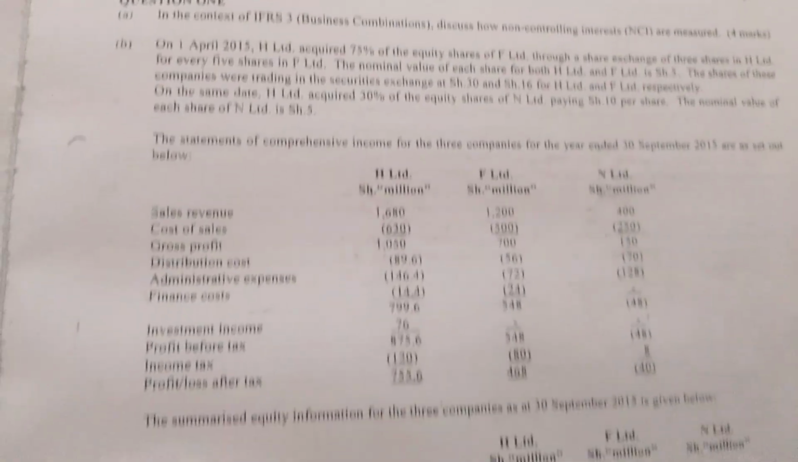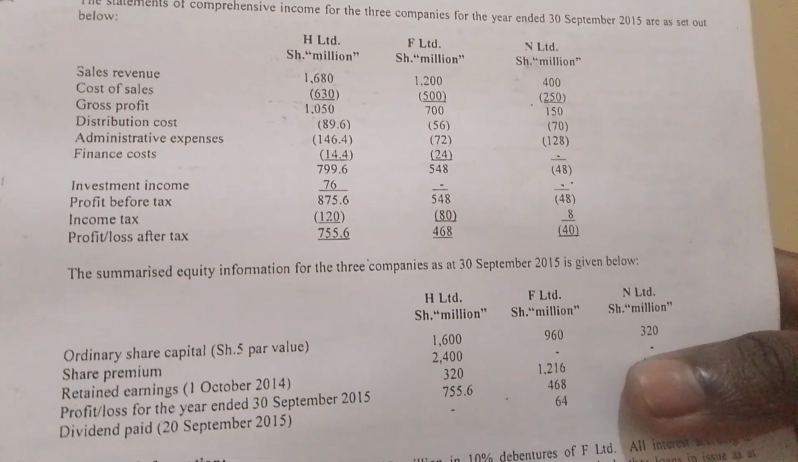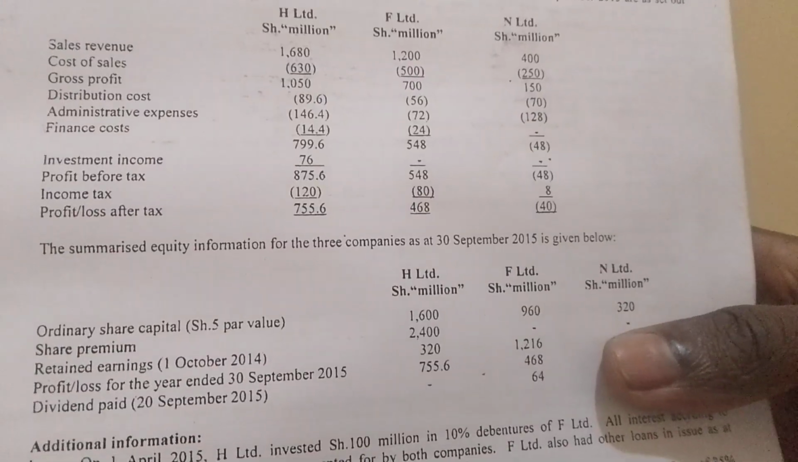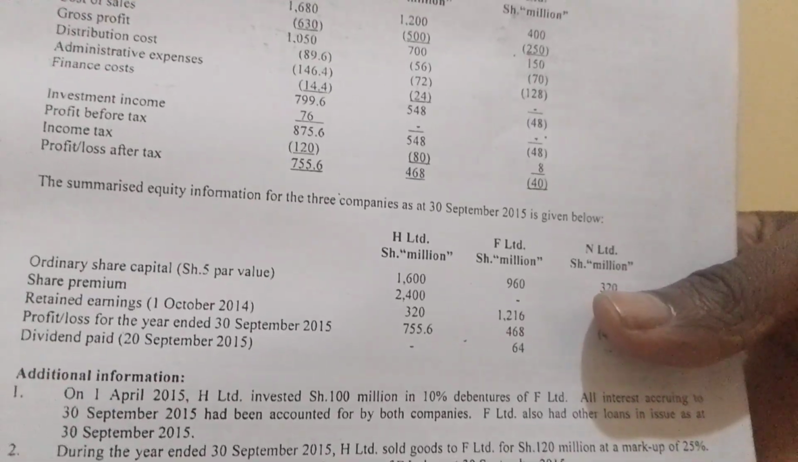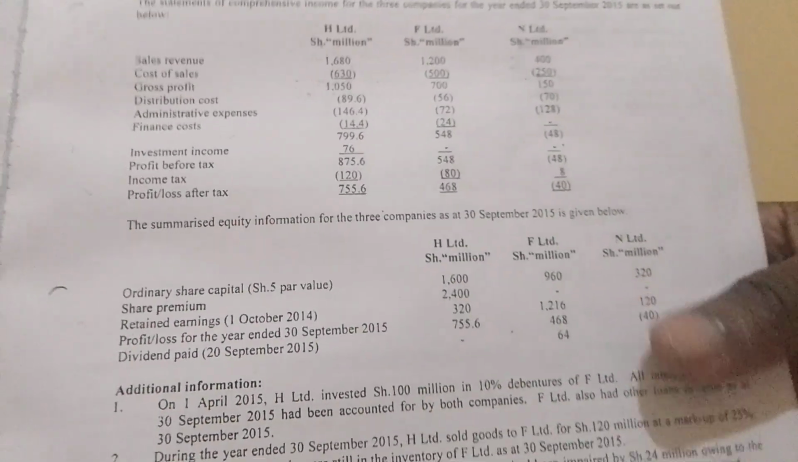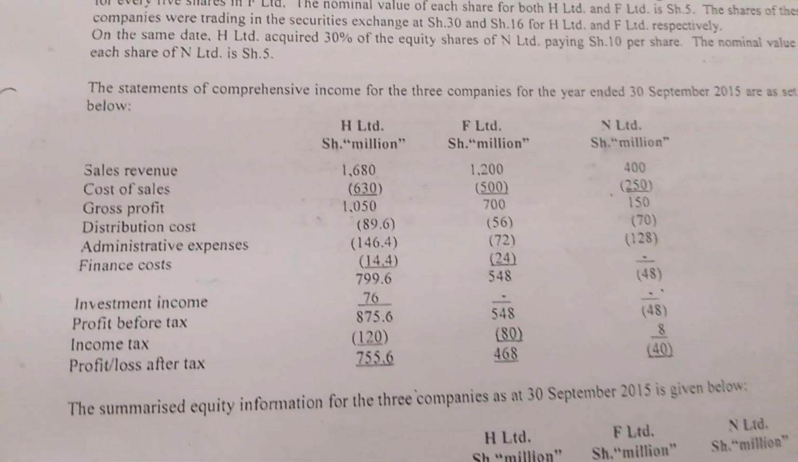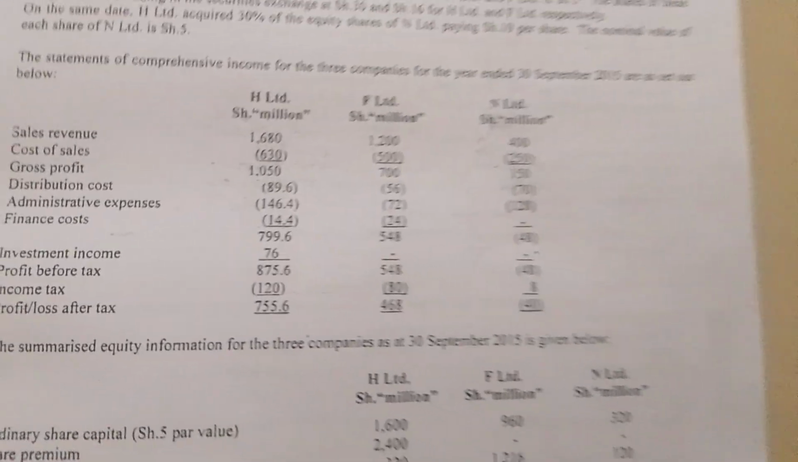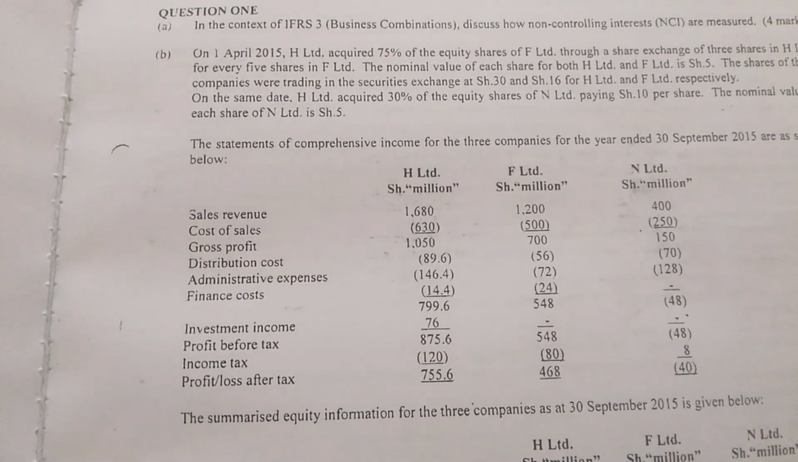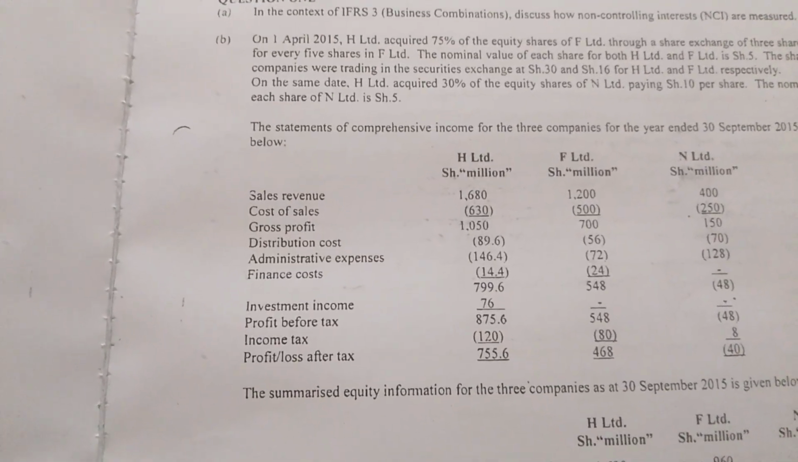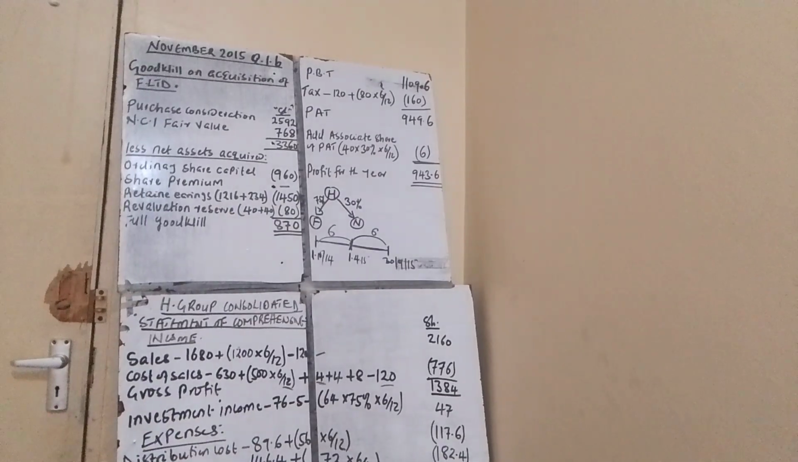Administration costs, we do the same. You take 146.4 plus 72 times 6 over 12, and you get 182.4. Finance cost, you remember the 5. The finance cost, you have 14.4 plus 24 times 6 over 12 minus 5. You get 21.4.